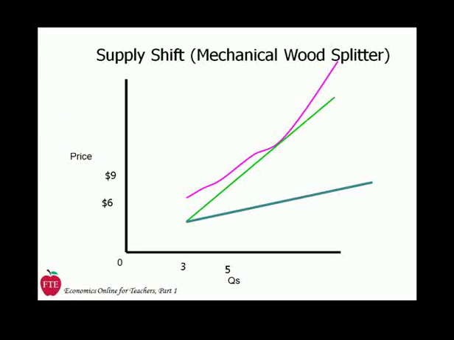Which direction is a decrease in supply? Hint, which direction is the zero on the quantity axis? Correct. Tom's supply curve moved to the left.